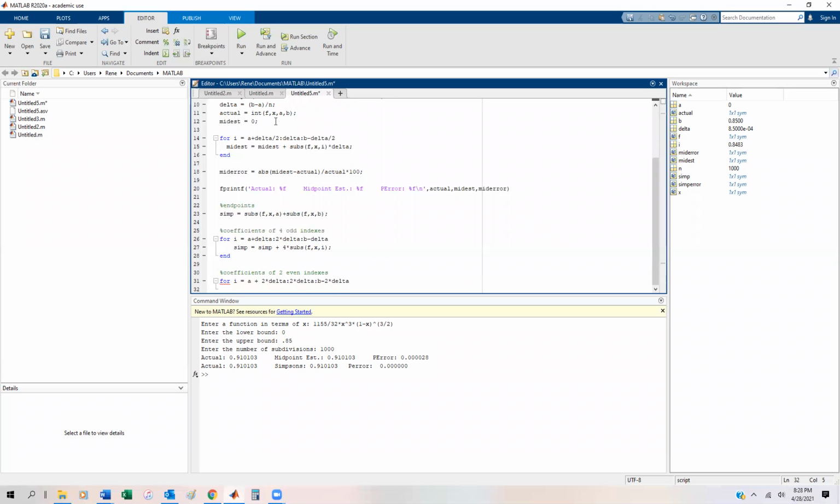And we're going to do the exact same thing. We're going to say simp is going to be equal to the previous simp plus 2 times the subs of f comma x comma i.